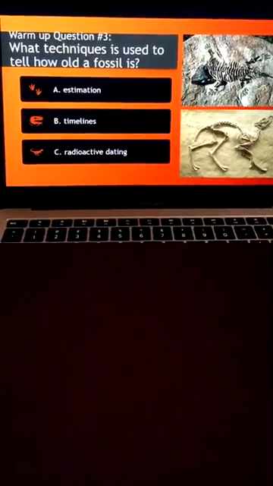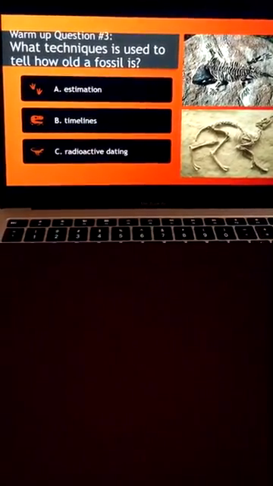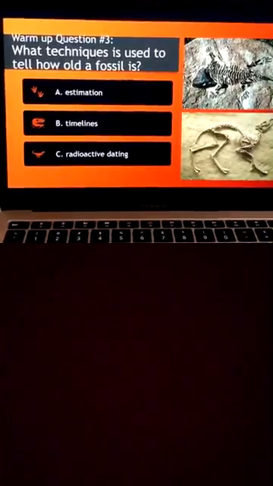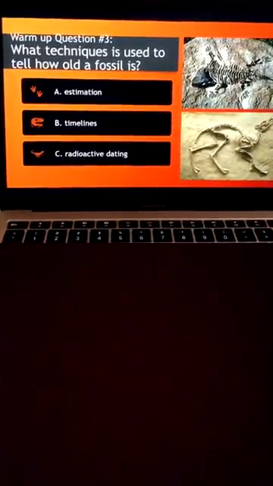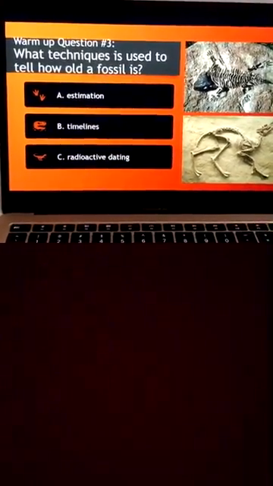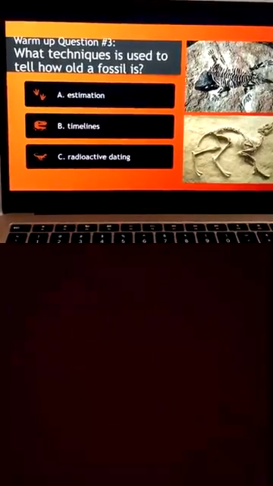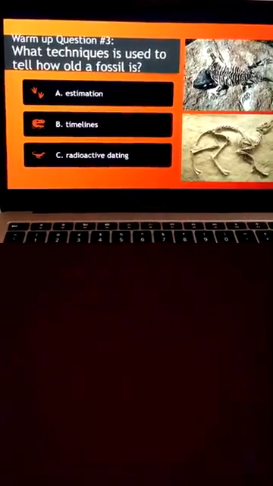Question number 3, what technique is used to tell how old a fossil is? I didn't know this one, so I just thought it was like a C or B. Okay, and C was the correct answer. So I know a lot of you all were confused between B and C. I'm glad most of you all did not say A.